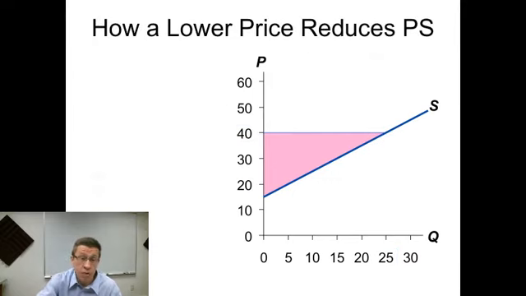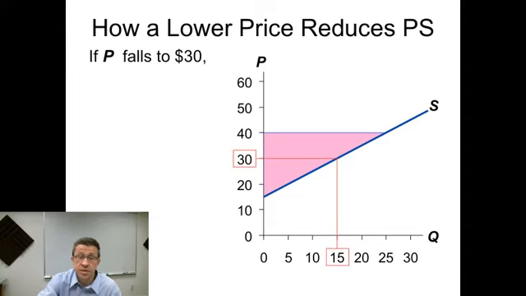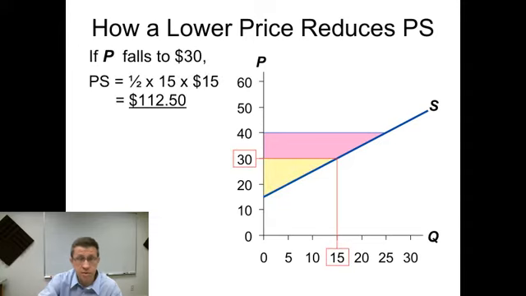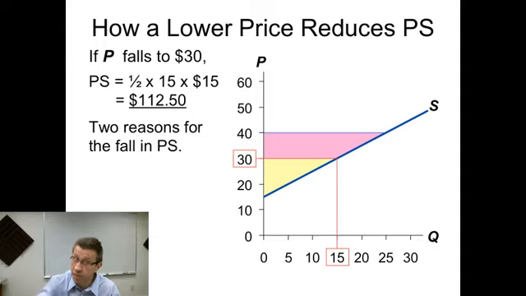Now, if price drops, there's two ways that we lose some producer surplus, right? First, the overall producer surplus falls to 112.50. The height is now 15, the base is 15. 1/2 times 15 times 15, $112.50. It's now this yellow triangle. It means the pink triangle is the lost producer surplus, right? This was value that the sellers were getting before. They're not receiving anymore. You could think of it as their profit as well.